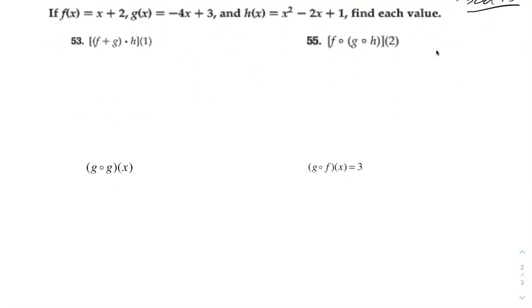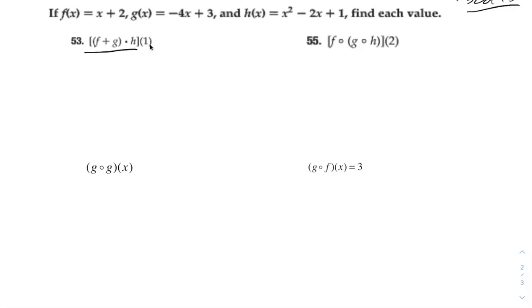Next one. So what if we do this, like the most complicated version of this stuff? f of x equals x plus 2, g of x equals negative 4x plus 3, h of x equals this. Find the value of each. So they want f plus g times h with the value of 1 inside. So I think the easiest way to do it is to set this up first. Don't simplify it all away, but set it up.